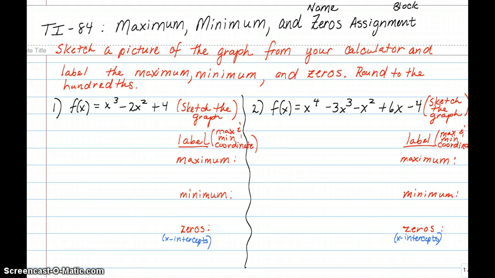Anyway, we'll be going over this, and then you'll have a quiz on it. So make sure you watch those recordings first, and then you do the assignment.